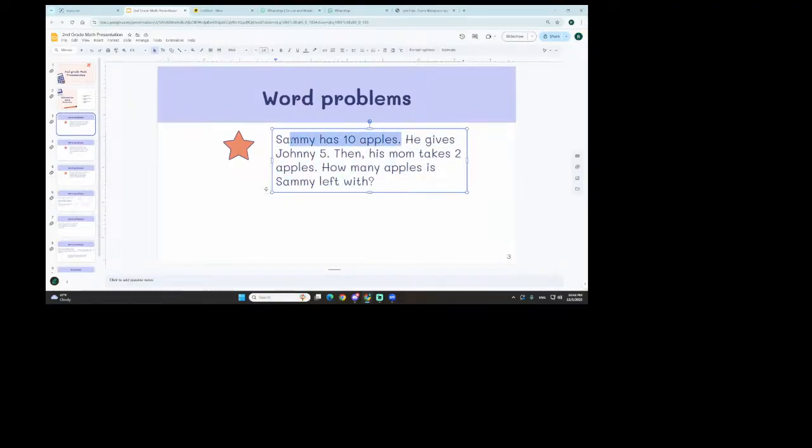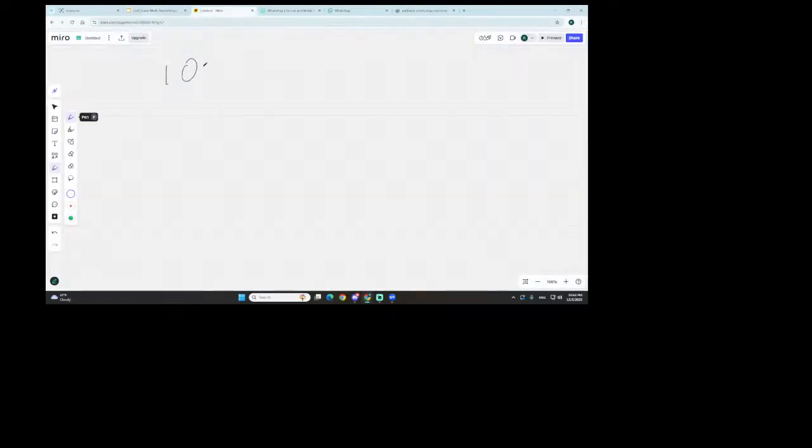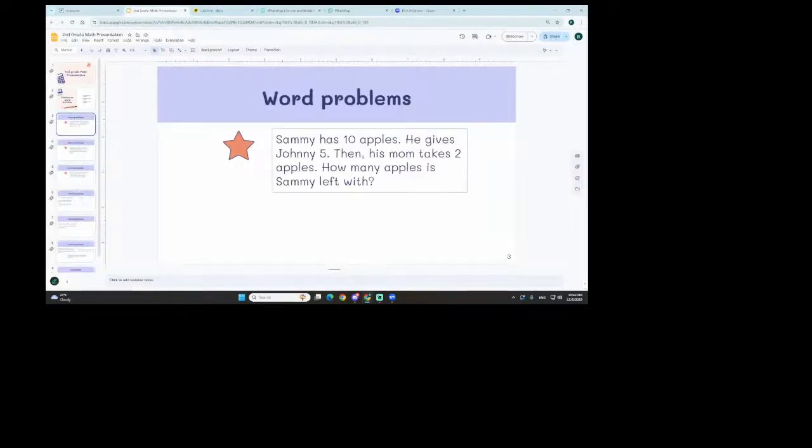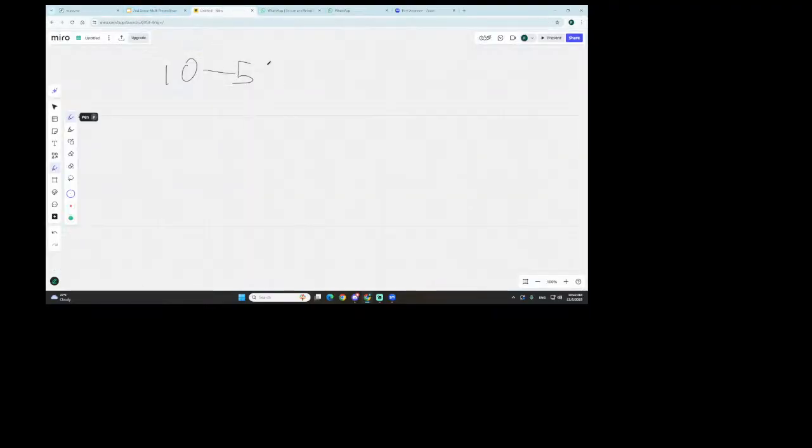First, we have to identify how many apples we start with, or how many objects. So it says Sammy has 10 apples, so we start with 10. Then he gives Johnny 5. So if he's giving Johnny 5, that means we're subtracting 5. So minus 5. Then his mom takes 2 apples. So when his mom takes 2 apples, that's another minus 2.